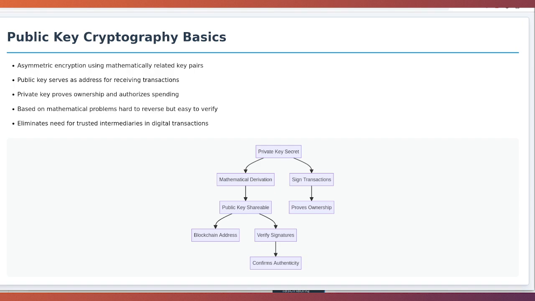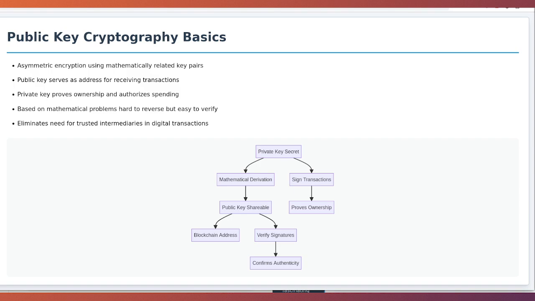Now let's explore public key cryptography, also known as asymmetric cryptography, which is the second pillar of blockchain security. Unlike traditional symmetric encryption, where the same key is used to encrypt and decrypt, public key cryptography uses a pair of mathematically related keys, a public key and a private key. Think of it like a mailbox. Anyone can drop mail into your mailbox using your address, your public key, but only you have the key to open it and retrieve the mail, which is basically the private key.